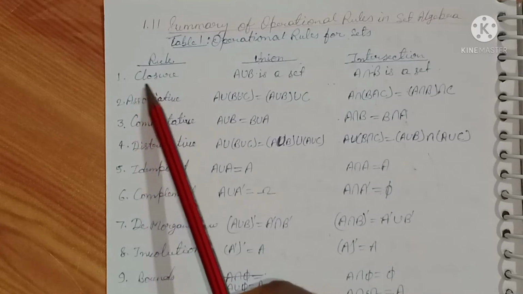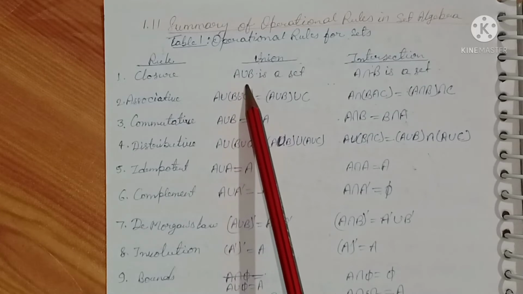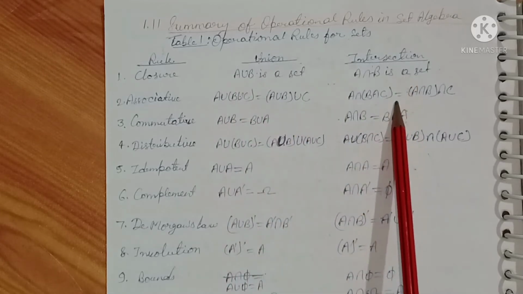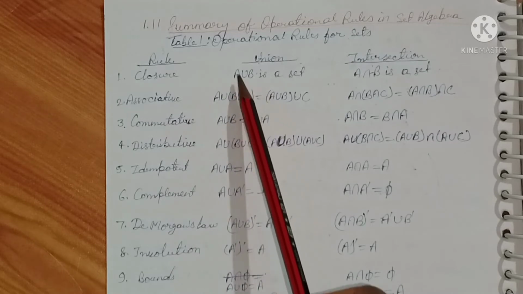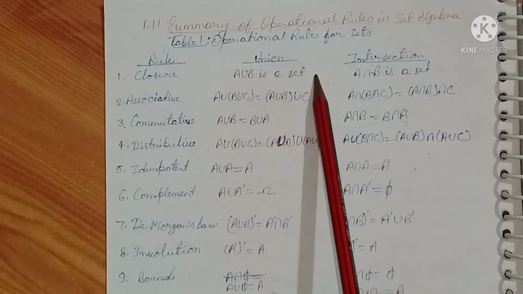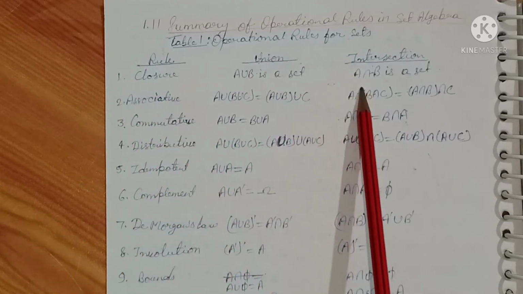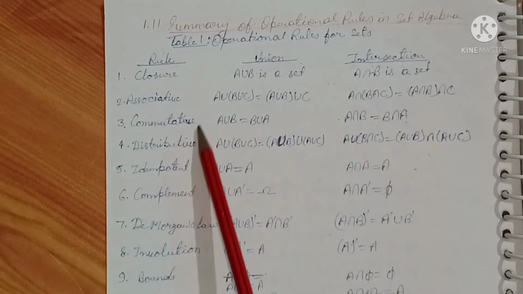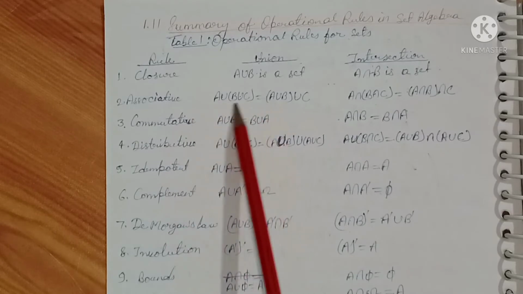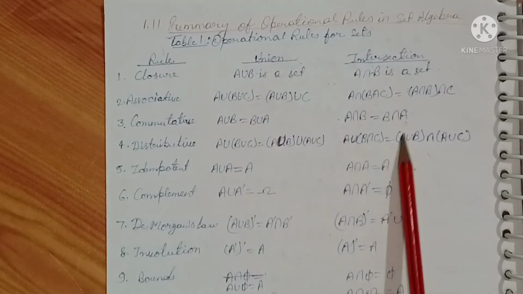First, the closure property. So a union b, about union I have already explained, and intersection also I have already explained. Okay, so according to the closure property, a union b is a set, meaning the union of two sets will be a set. And the intersection of two sets will also be a set. Then second, the associative property, which I have also explained. Here all rules are about union, and here all rules are about intersection.